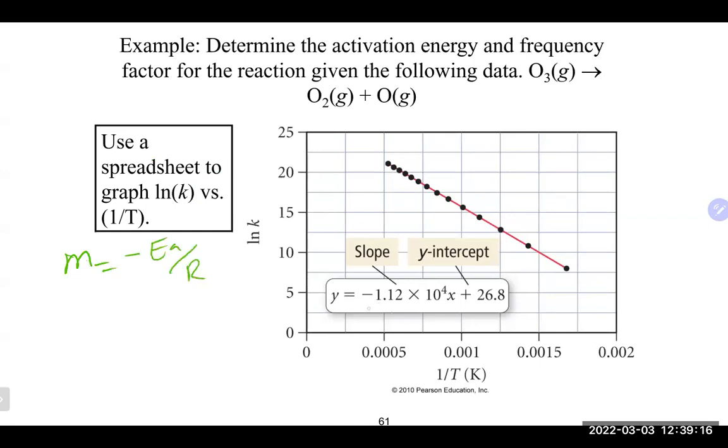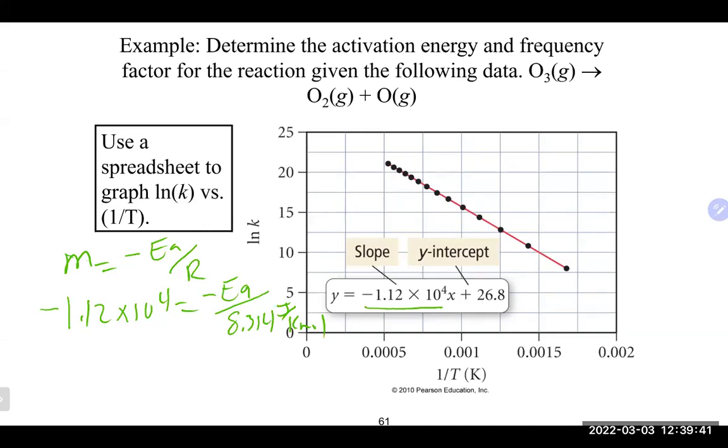The importance here is we can again see that our slope is negative, so we want to make sure we keep that negative. That would give us negative 1.12 times 10 to the 4 is equal to minus E of A divided by 8.314 joules per Kelvin per mole. At this point, we basically would multiply the 8.314 to the other side.